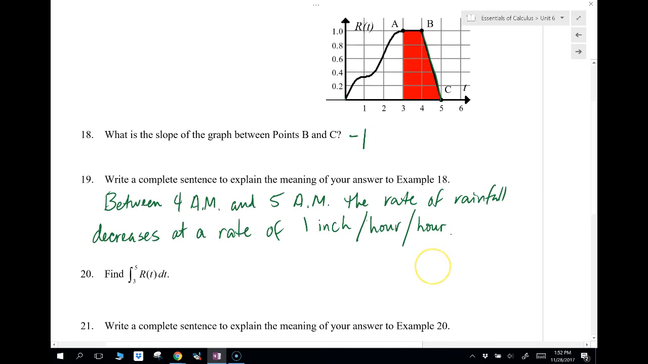Okay, so let's find the integral from 3 to 5. That's the area that I already have highlighted here in red. We're just going to find this area that's in red, simply by taking the rectangle and the triangle that I have there. The rectangle is a 1 by 1 rectangle, and the triangle there is a 1 by 1 by 1/2, so it's 1/2 base times height. I'm going to end up with 1 and 1/2.